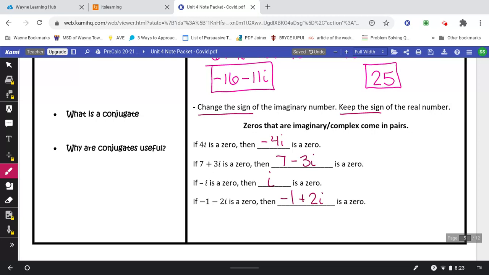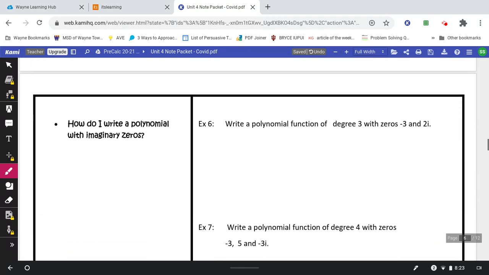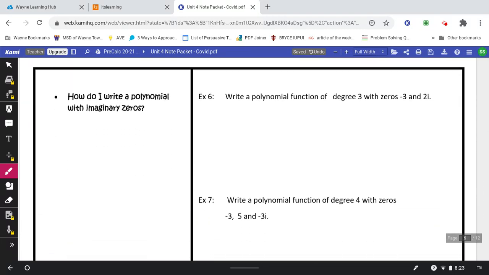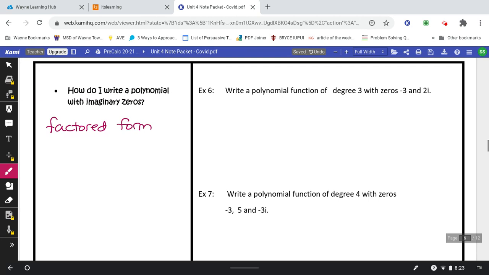Now, what are we actually going to do with those? Let's flip it over to the back side. What we're going to do is we're going to use these to write polynomial functions. The thing about polynomial functions, when we write it, it's going to end up being in factored form. So just like before, we're just going to have a bunch of parentheses. The thing about the factored form is you're not allowed to leave an i in the problem with your x's. So there's a shortcut that will help us write these.